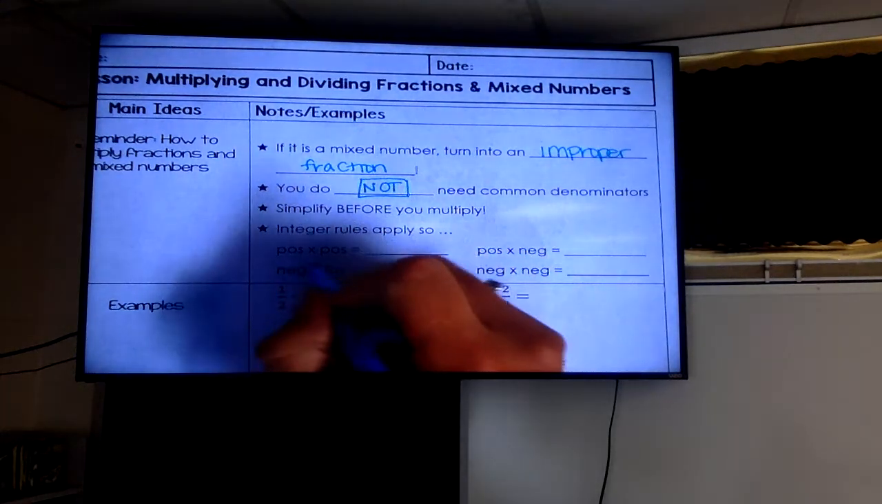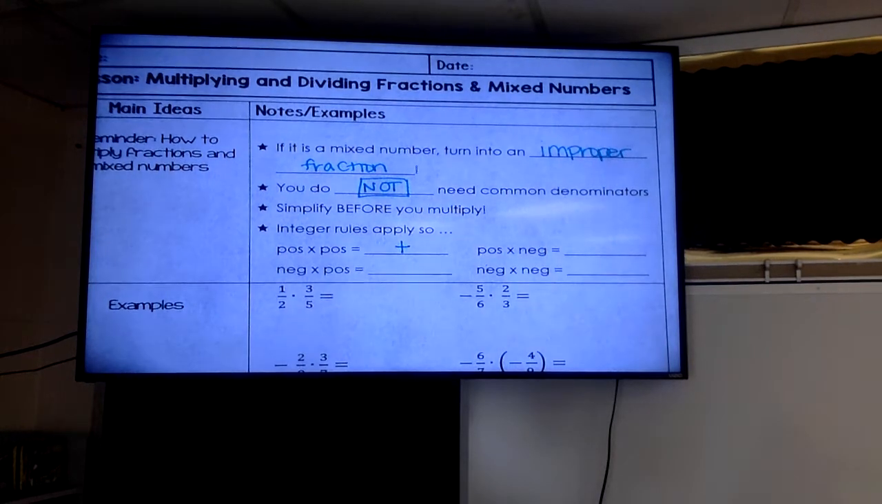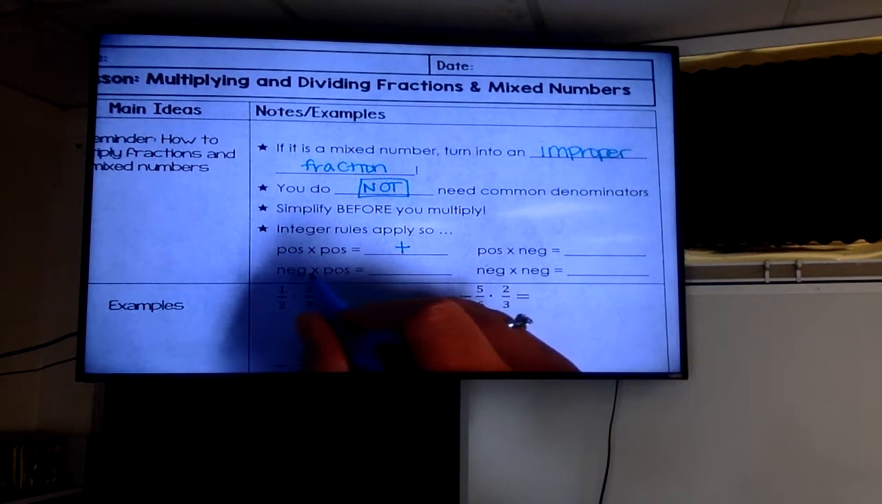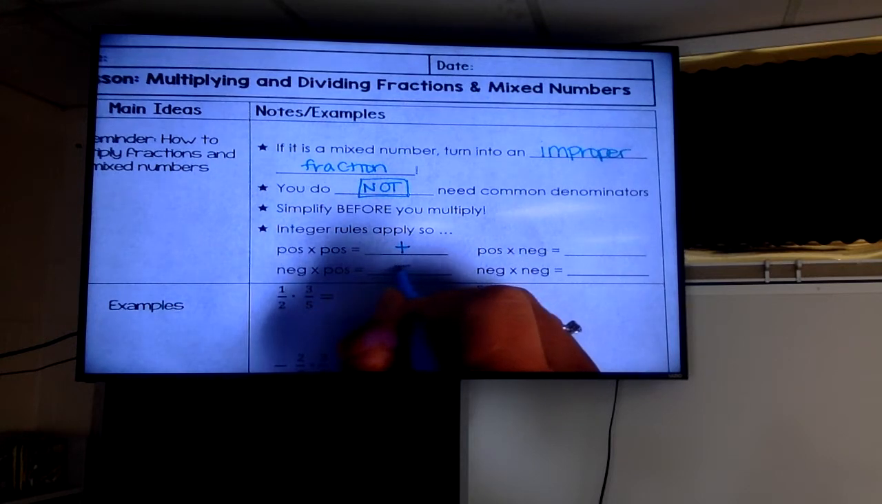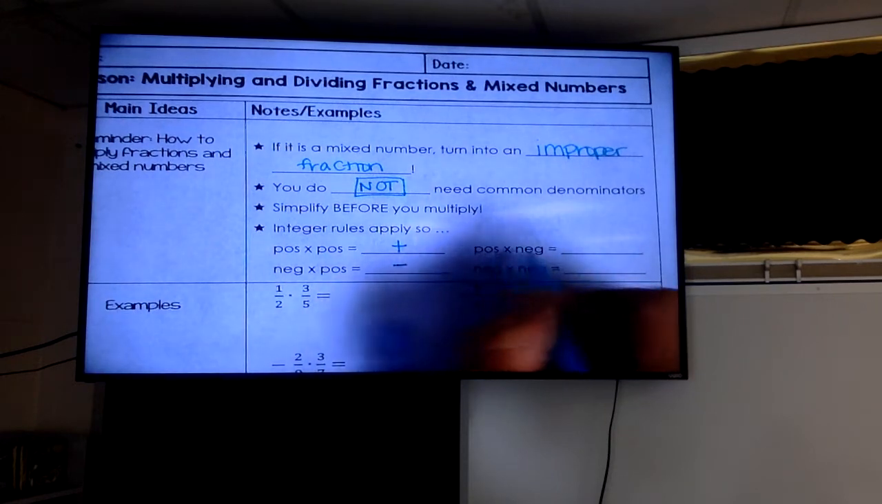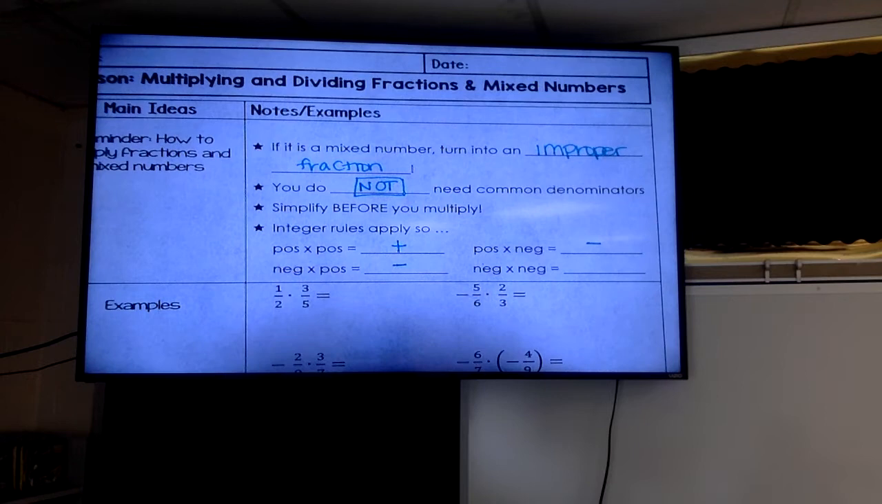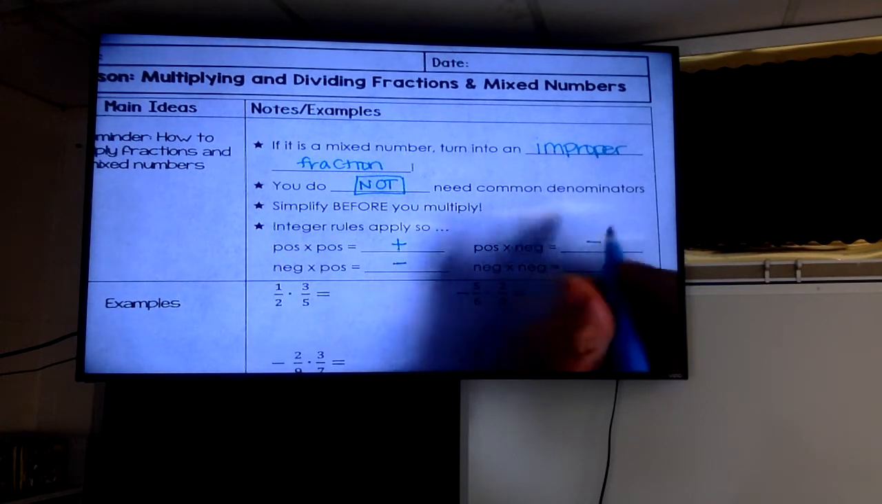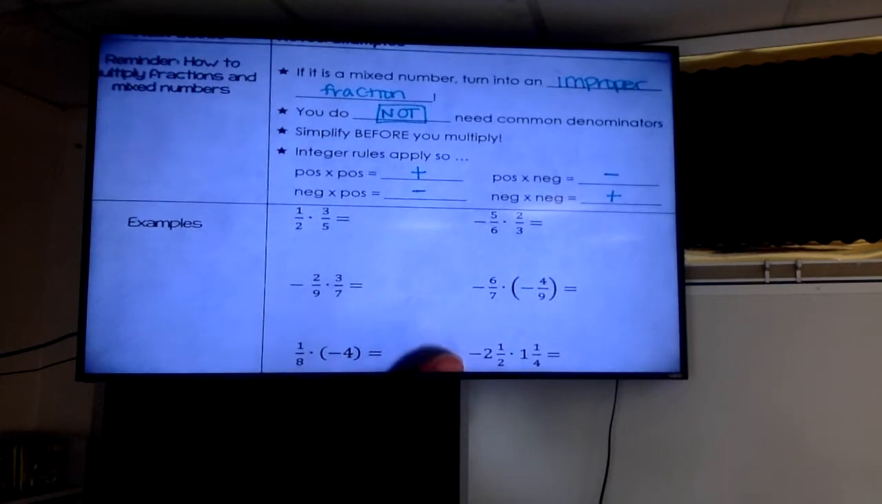So a positive times a positive, the signs are the same, so my answer will be positive. A negative times a positive, so my signs are different, and different means a negative. A positive times a negative, again, my signs are different, so that's a negative. And a negative times a negative, that will actually result in a positive answer.